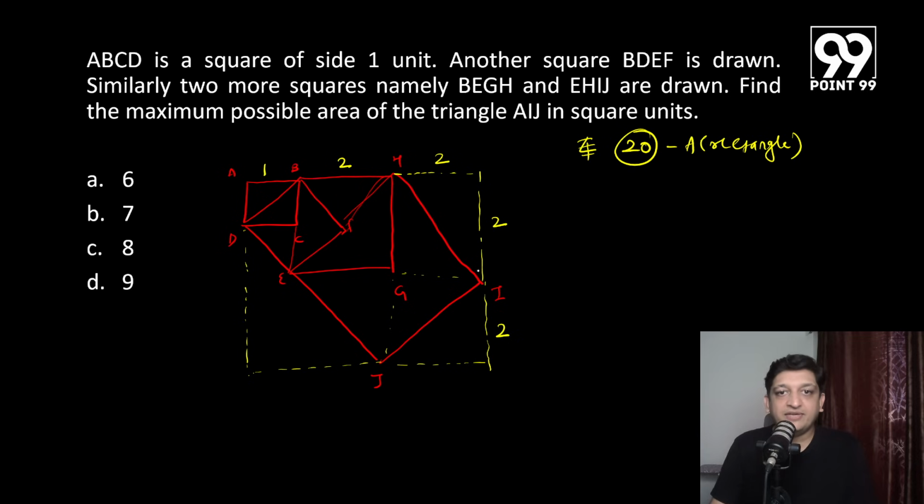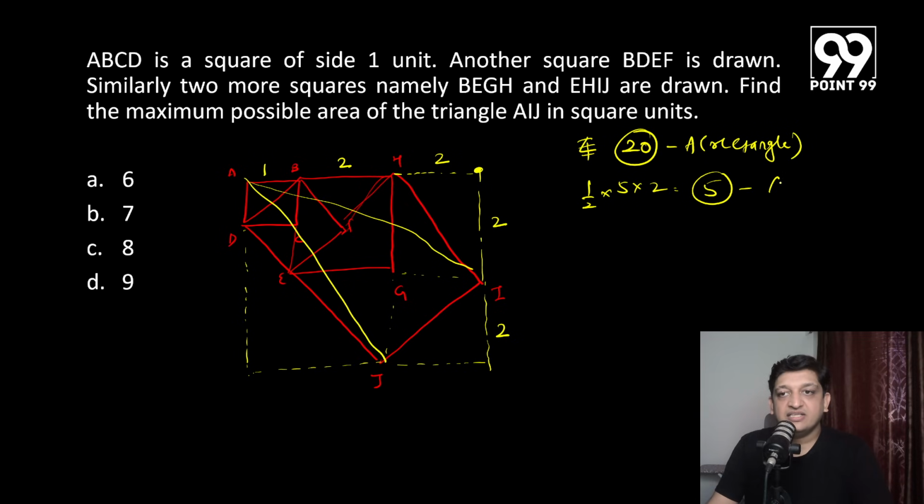And out of that, if I remove these three triangles, then I am sorted. So let's look at this AI and AJ, right? So if I look at AI and this triangle that is formed, I know that the base is 5, the height is 2. So half into 5 into 2, or 5 will be subtracted. This is one of the triangles. So I'll put it as triangle 1.